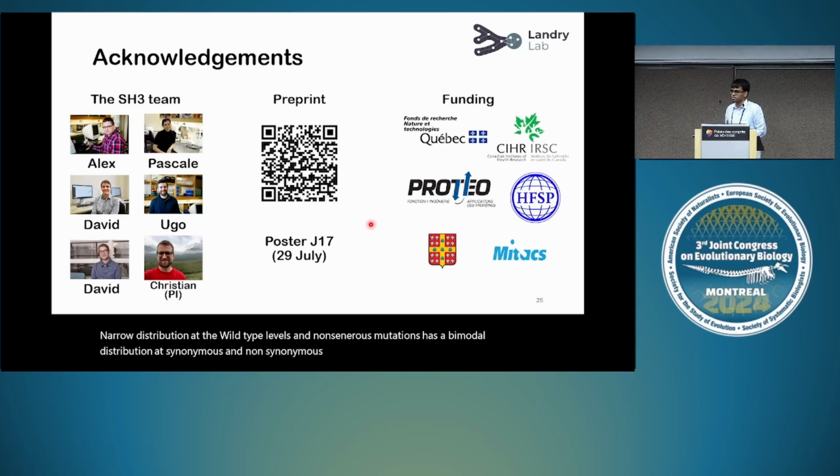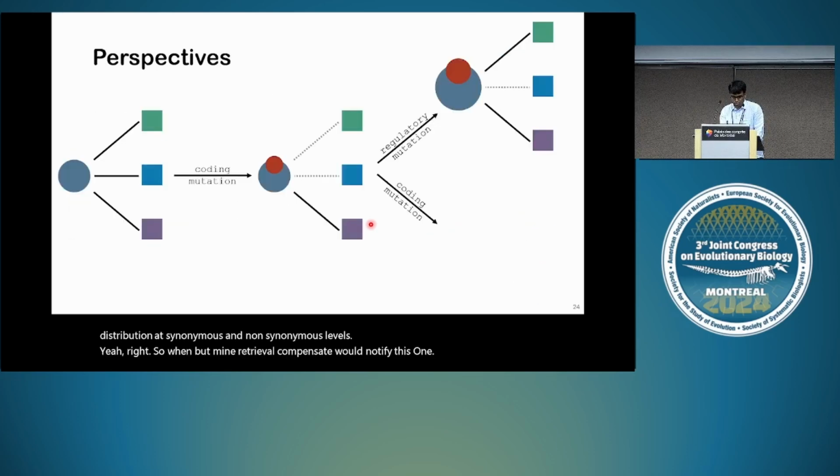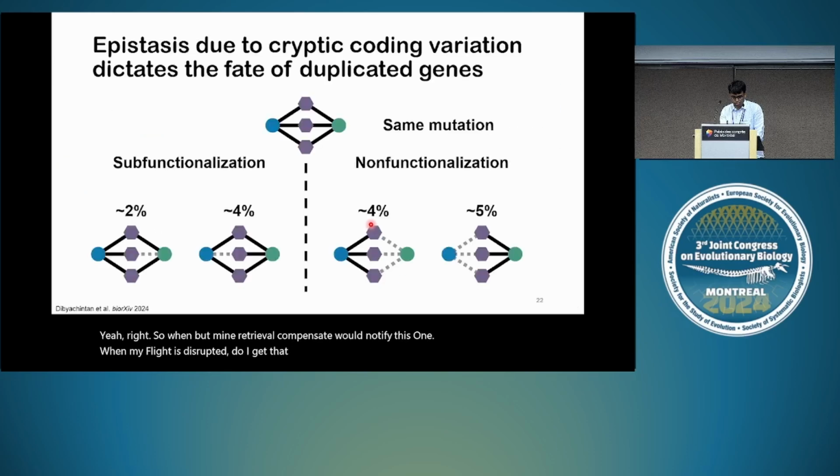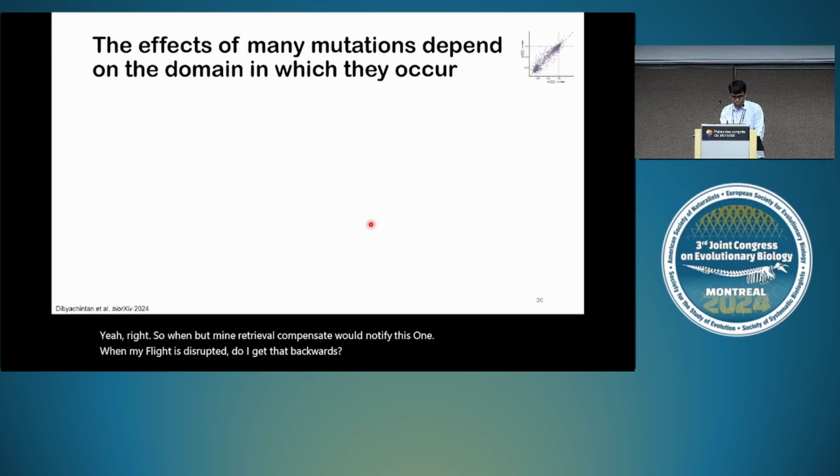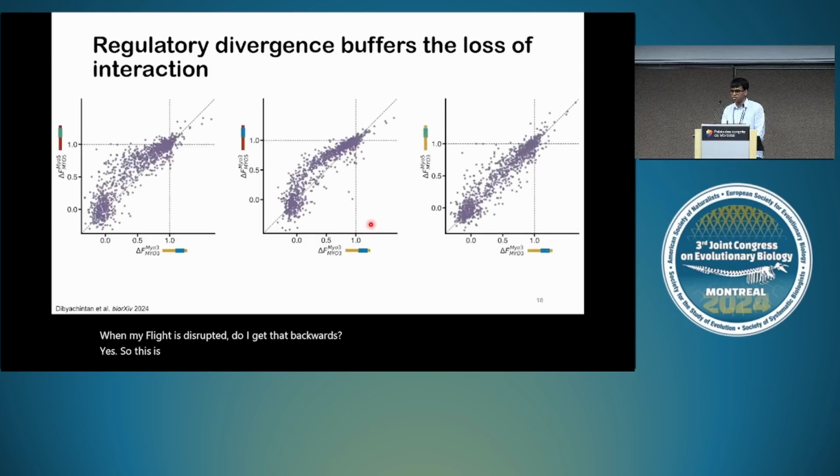And my second question is, you saw that MYO3 would compensate. MYO5 is upregulated? Yeah, upregulated. Right. So MYO3 will compensate when MYO5 is disrupted. Did I get that backwards? The one where you've got the dots along the main diagonal. So this is the one? The one on the right.